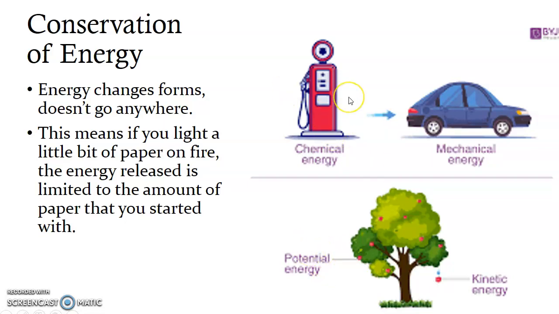So, same thing is true with a car. If you have chemical energy in the form of gasoline and you convert that chemical energy into mechanical energy, then the car is only going to move so far. This means another good example of conservation of energy. So let's say you have a piece of paper, you light it on fire. The energy released is limited to the amount of paper that you started with. That's all it is.